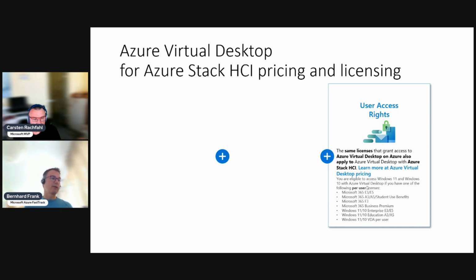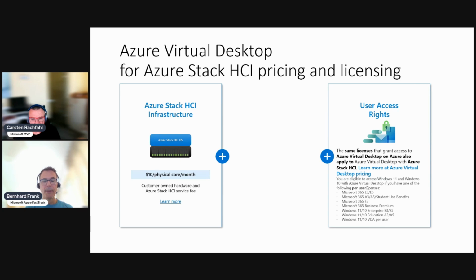We assume that the users connecting to these desktops have one of these licenses on the right-hand side. So it could be a Microsoft 365 E3 license. Then the user is eligible to access this desktop, and I don't have to license the desktop itself. And that's the same if I would host this Windows 11 multi-session on HCI. It's basically the same.